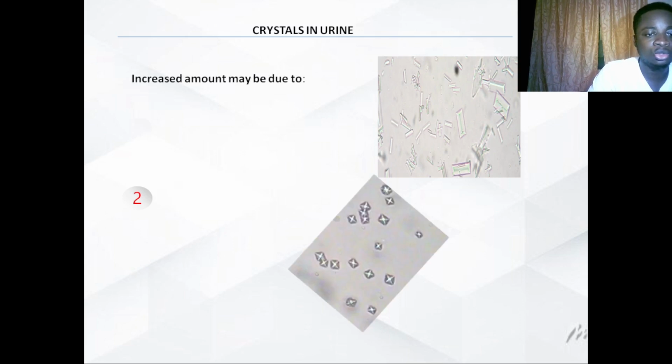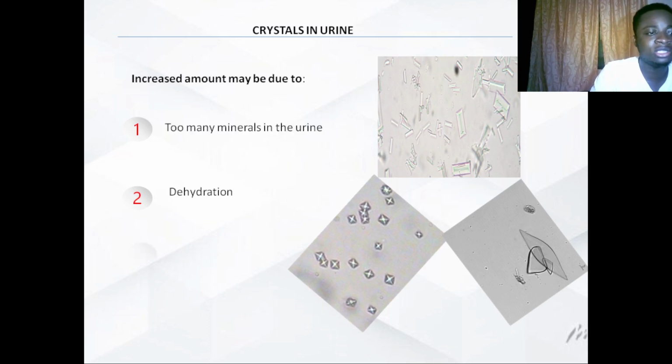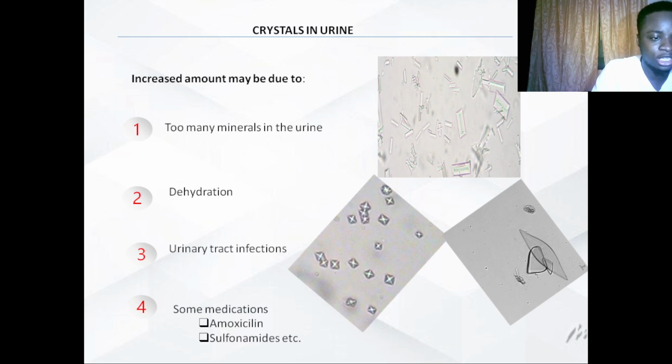Increased amount may be due to, so this is calcium oxalate crystals, and then the last one here is the uric acid crystal, very, very nice there. Increased amount may be seen when a patient has too many minerals in the urine, dehydration, urinary tract infections, and some medications.